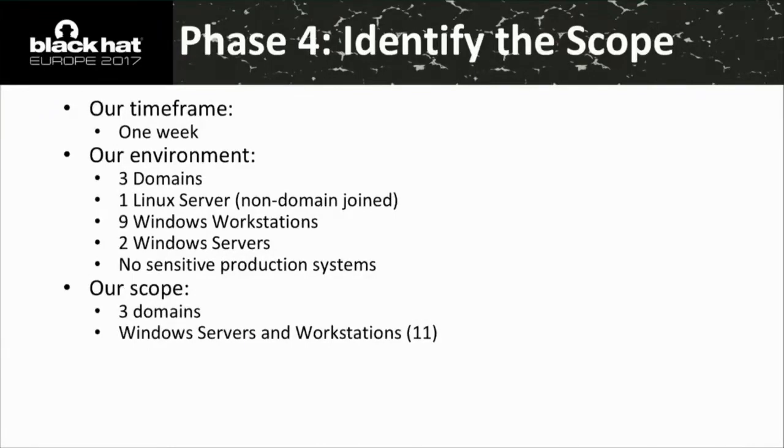We have 3 domains that we want to gather information from. On those 3 domains, we have one Linux server, which is non-domain joined, and Linux doesn't do authentication in the same way. So we're going to exclude that. We have 9 Windows workstations and 2 Windows servers. We have no sensitive production systems, so we're able to query all 11 of those systems. And so our scope ends up being 3 domains, 11 workstations.